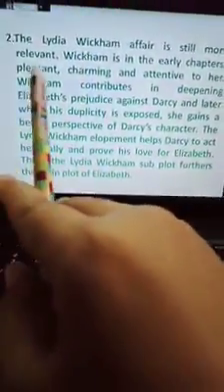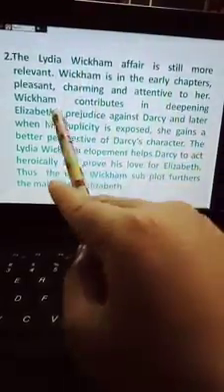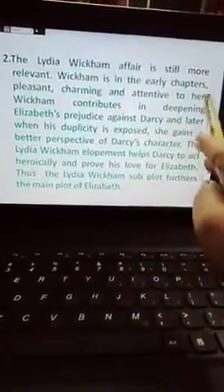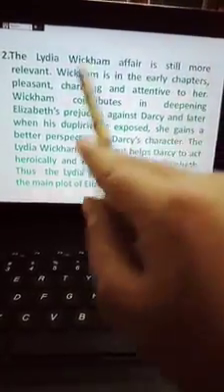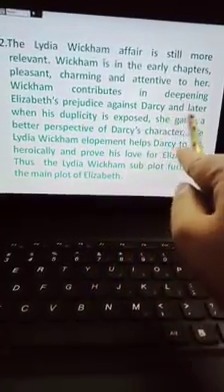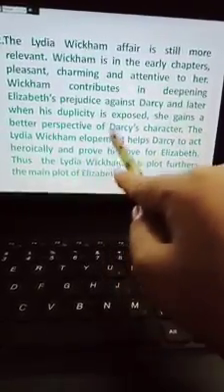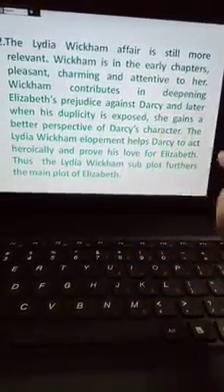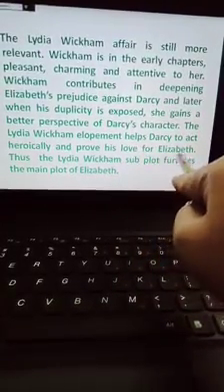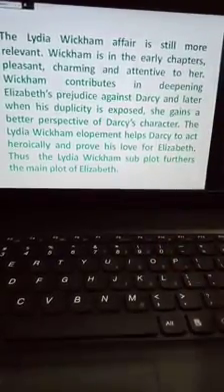Number two, the second subplot is the Lydia-Wickham affair. The Lydia-Wickham affair is still more relevant. Wickham is in the early chapters pleasant, charming, and attentive to Elizabeth. Wickham contributes in deepening Elizabeth's prejudice against Darcy, and later when his duplicity is exposed, she gains a better perspective of Darcy's character. The Lydia-Wickham elopement helps Darcy to act heroically and prove his love for Elizabeth. Thus, the Lydia-Wickham subplot furthers the main plot.